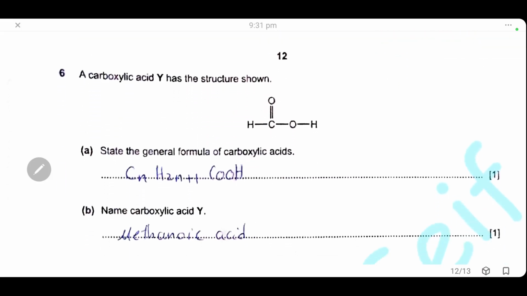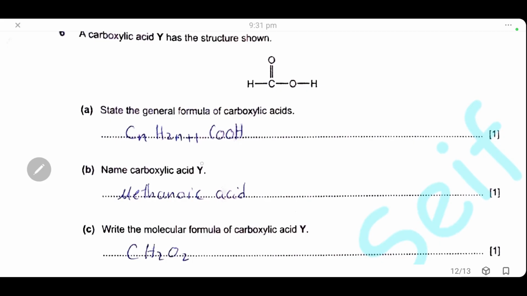Question 6. Carboxylic acid Y has the structure shown. State the general formula of carboxylic acids. The general formula is CnH2n+1COOH. Name the carboxylic acid Y. Carboxylic acid Y has only 1 carbon atom, so it is methanoic acid.